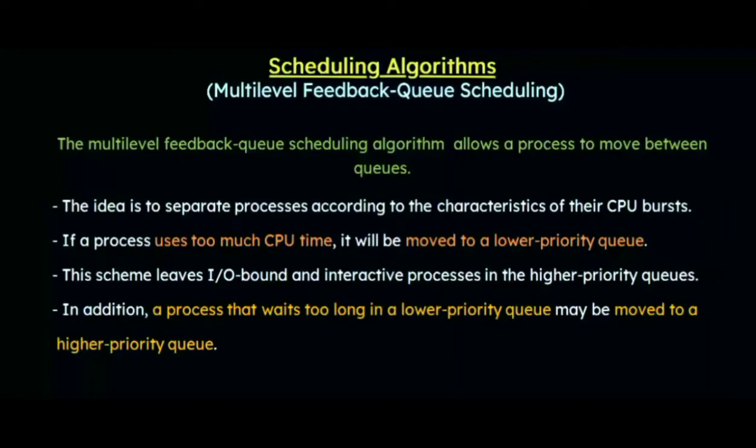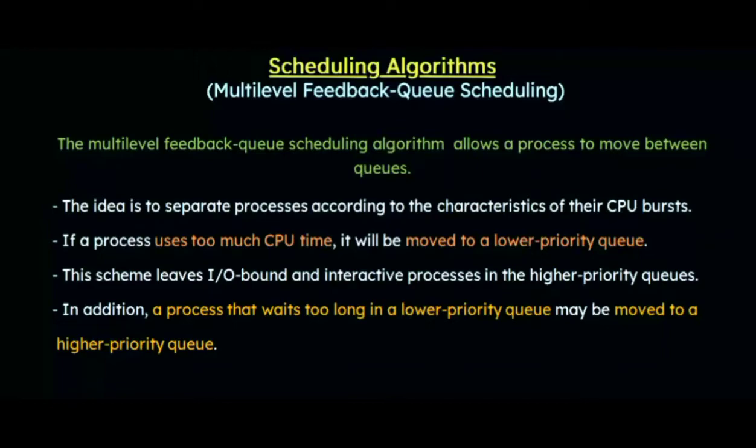So, what is multi-level feedback queue scheduling? The multi-level feedback queue scheduling algorithm allows a process to move between queues. The idea is to separate processes according to the characteristics of their CPU bursts. If a process uses too much CPU time, it will be moved to a lower priority queue. This scheme leaves IO-bound and interactive processes in the higher priority queues.